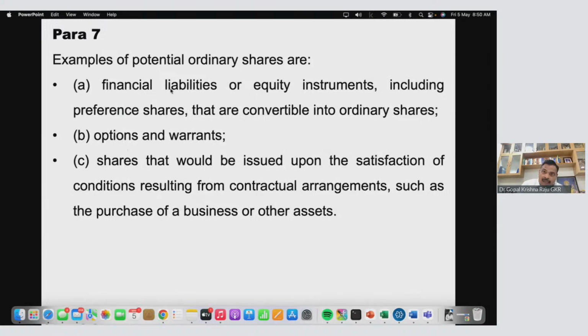sometimes a liability will be converted to equity. So I will not pay the liability, but I will give equity instruments and settle it. So including preference shares convertible into ordinary. Options, warrants: currently you take the money, give a warrant, and 6 months later, and of course, in a listed company, you have a maximum of 18 months' time to actually convert your warrants to share capital.